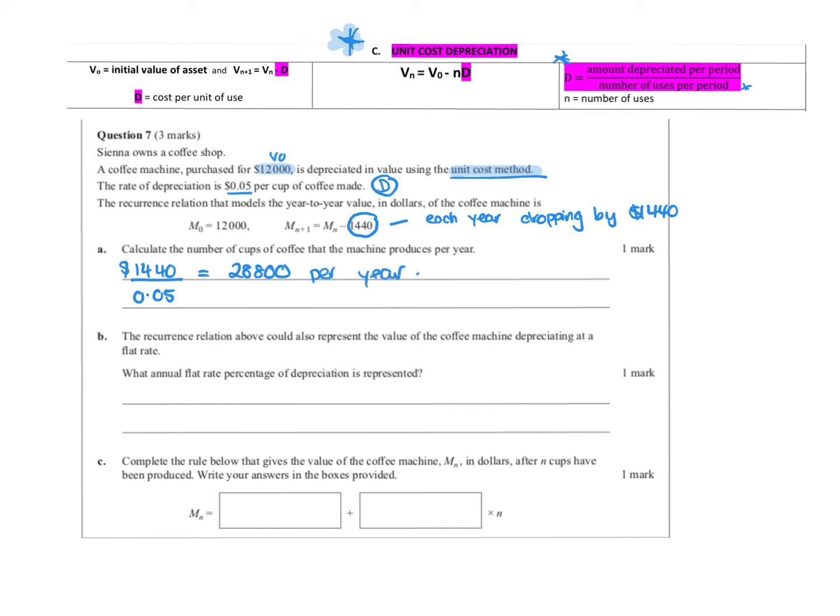Now have a think about it. It's a coffee shop. That makes sense, doesn't it? That's pretty good value. A coffee shop, yearly making coffees, that's not unreasonable. So we're happy with that answer. Think about those things with finance because it helps you pick up mistakes.